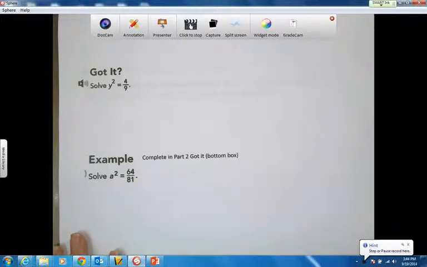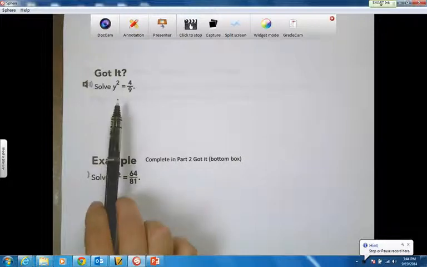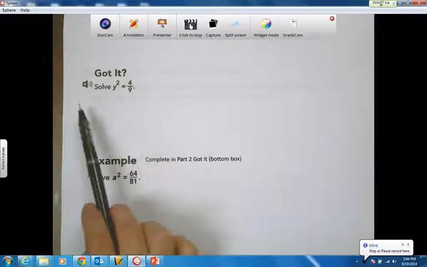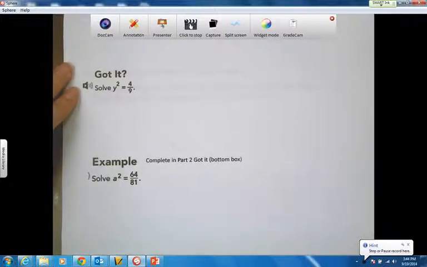All right, so this is the bottom box. This is the one that's on your Got It section. So we're going to work this one, and then you're going to try one on your own. All right, so right here, we're going to start with y squared equals 4/9.